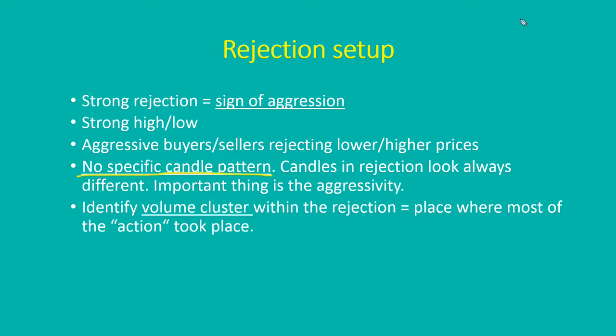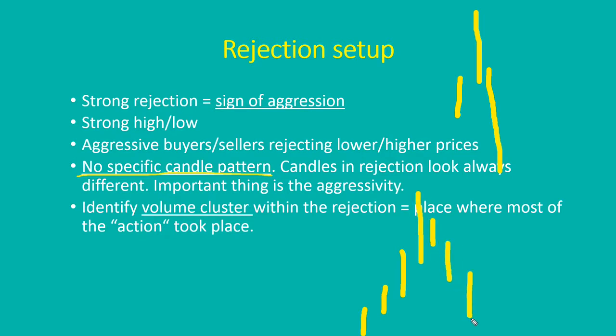So for example, if you look on a 30-minute chart, then the rejection could look, for example, like this. If you look at 5-minute chart, then the same rejection could look, for example, like this. Alright? In both cases, it is a strong rejection of higher prices, aggressive rejection and change of price movement. But there's no one specific candle pattern which will define the rejection. But the important thing we look for is the aggressivity.